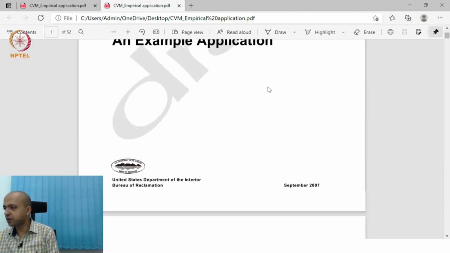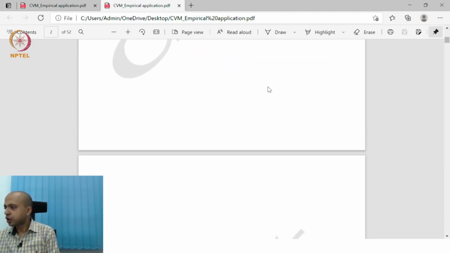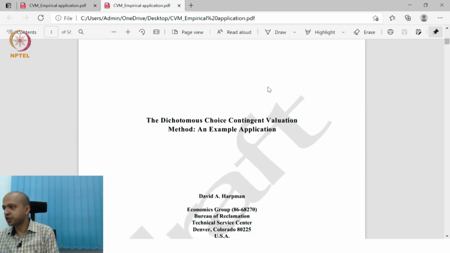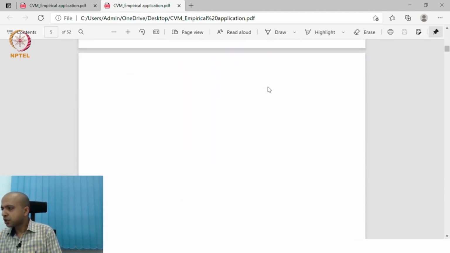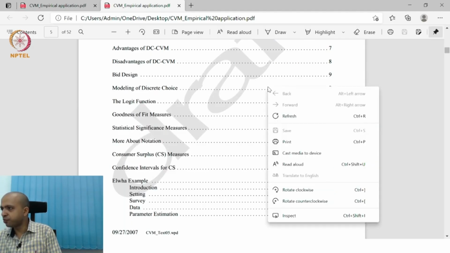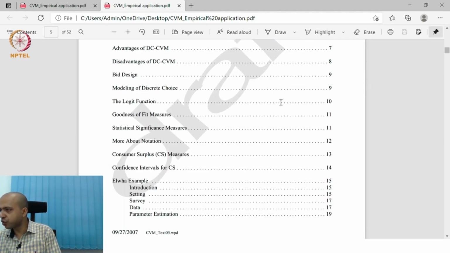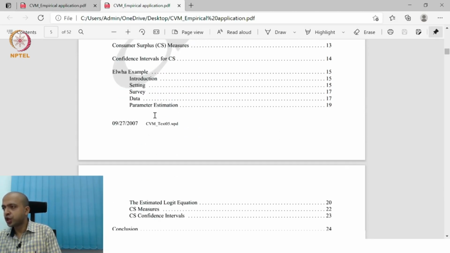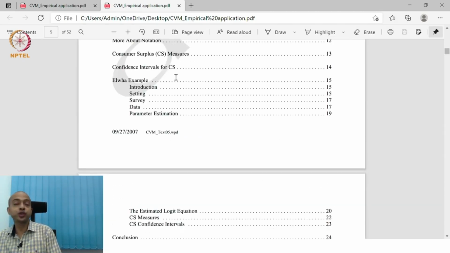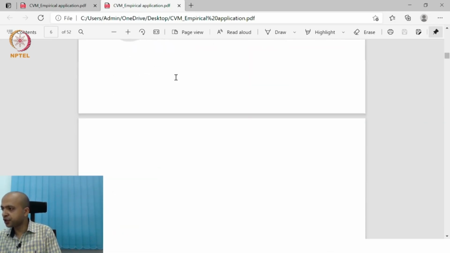If you look at this paper, they have discussed in detail how to proceed with a dichotomous choice contingent valuation method. Why is it called dichotomous choice? Because the respondents are given only two choices: either they can say yes or no for a specific bid amount. They have discussed how to select the sample, how to select the bid, and what the logit model is. Then they have discussed the statistics or the econometrics of the logit model, for example goodness of fit and statistical significance measures, and how the willingness to pay is related to the consumer surplus. Everything is discussed in this paper.